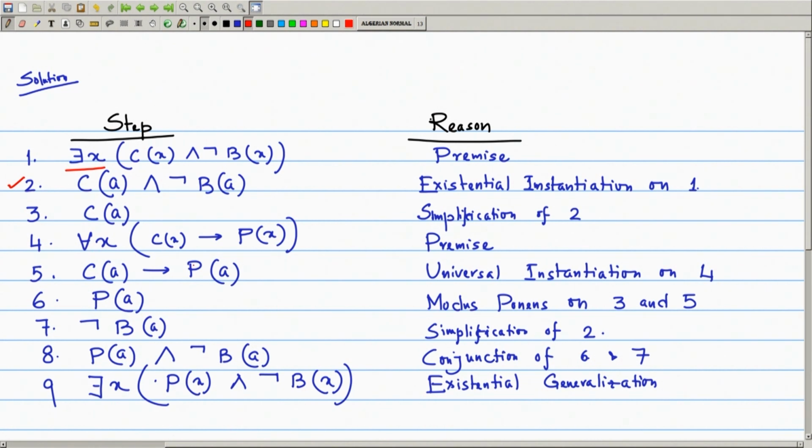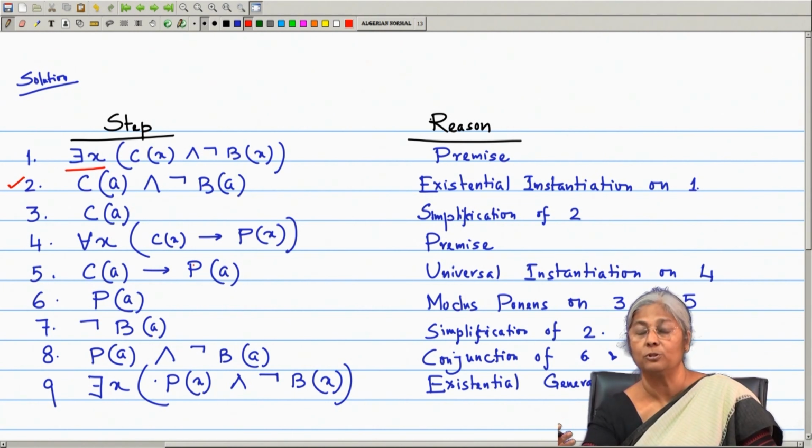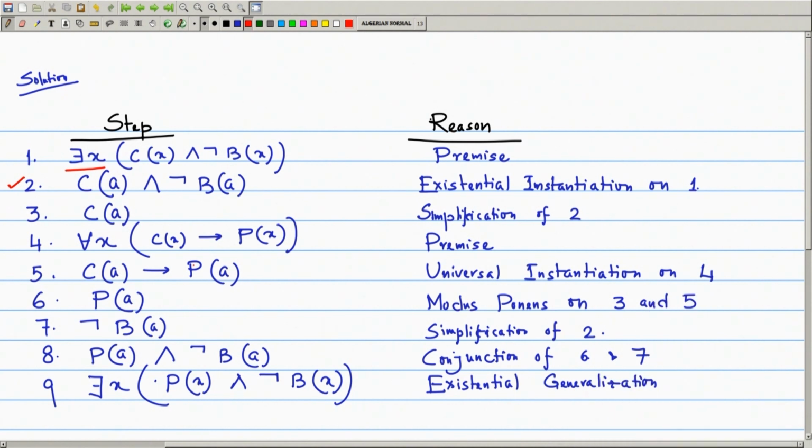So, this is something we must maintain: whenever we use laws of inference to solve a problem, we have to write these steps and the reasons, that is, which laws of inference we have applied. This is a convention we must follow.